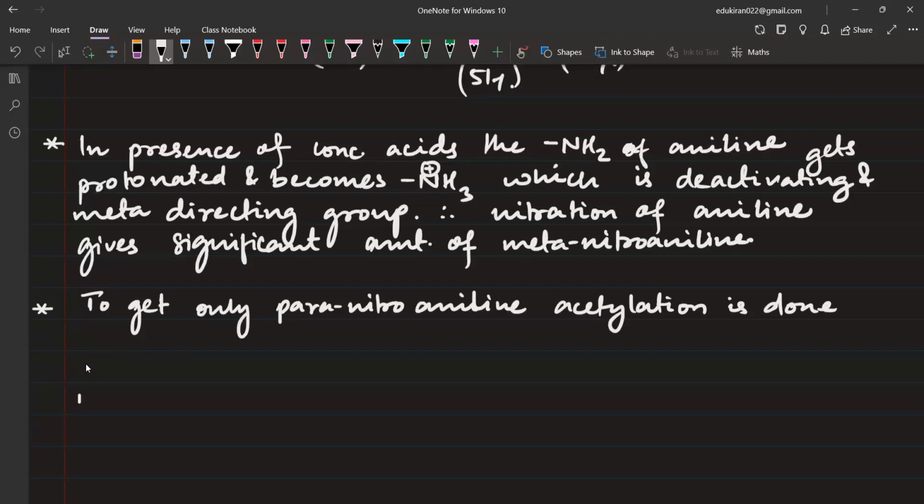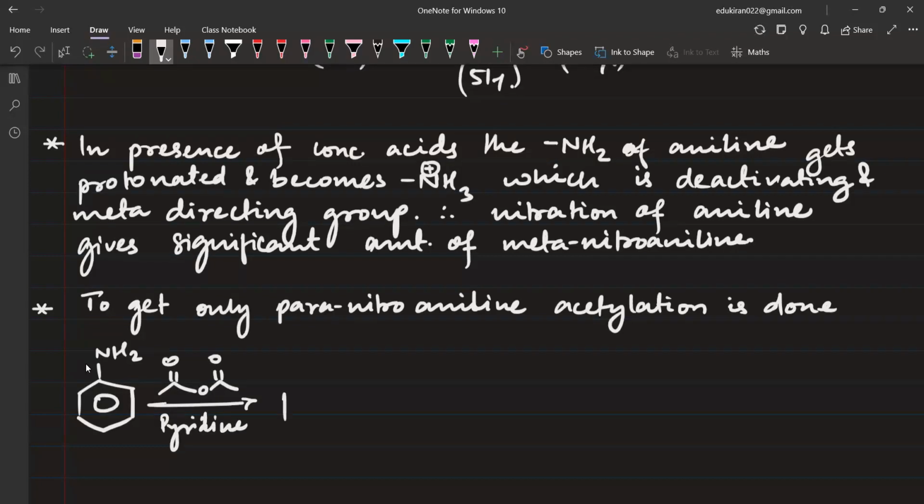ठीक है, तो आपके पास वही same NH2, acetic anhydride. जनरली ना यहाँ पे आपको pyridine दिख जाएगा, pyridine के presence में करने से this is quite faster. ठीक है, so pyridine, it is not acting as any reagent type of thing, but it shifts the equilibrium on the right side. So we'll have NH, C double bond O CH3.